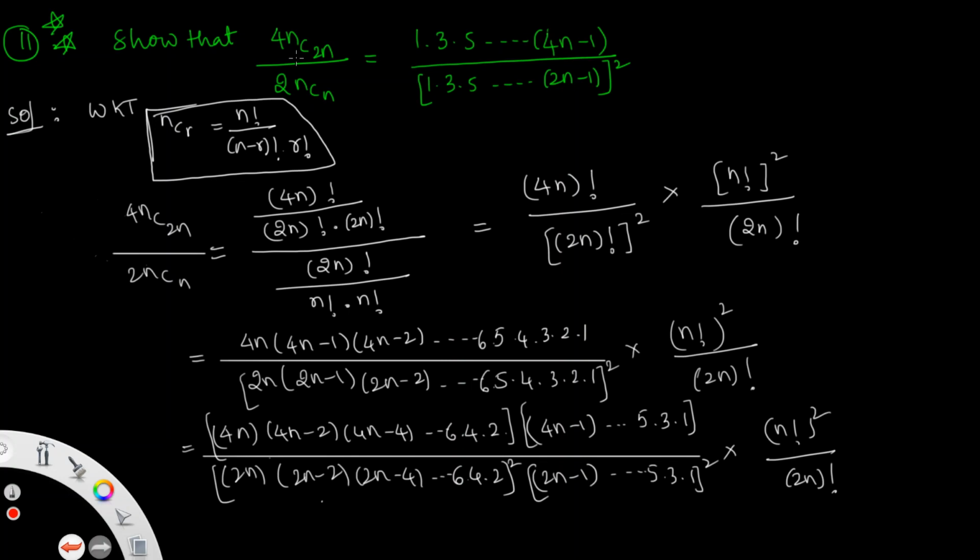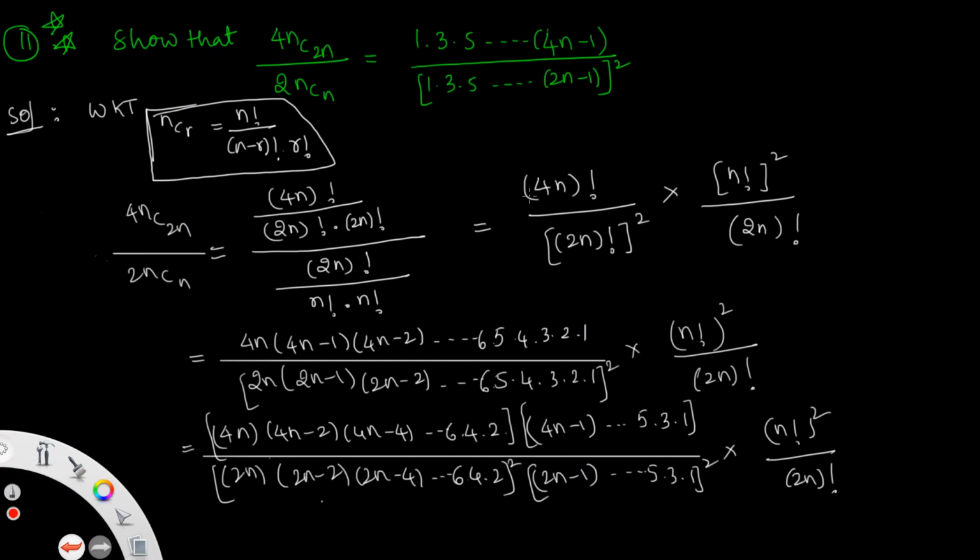So for the numerator and denominator, the formula is nCr in the form n factorial by (n minus r) factorial into r factorial. In this form, we can substitute 4nC2n as 4n factorial by (4n minus 2n) factorial, and 4n minus 2n is 2n factorial. In the place of r factorial you have 2n factorial. Then divided by 2nCn, also in the form of nCr. So 2n in the place of n, and n in the place of r. So substituting, 2n factorial by n factorial into n factorial.